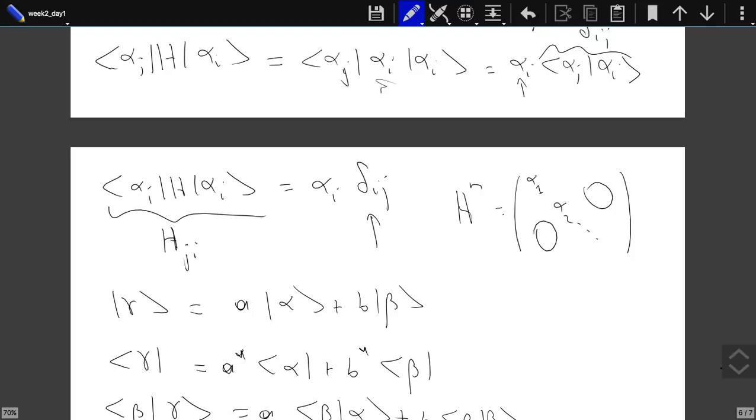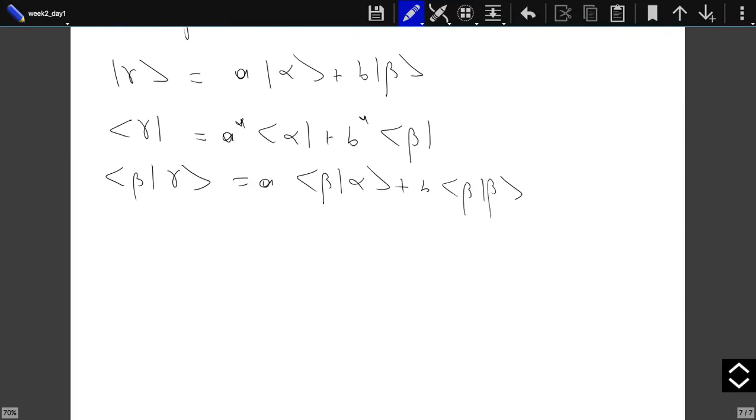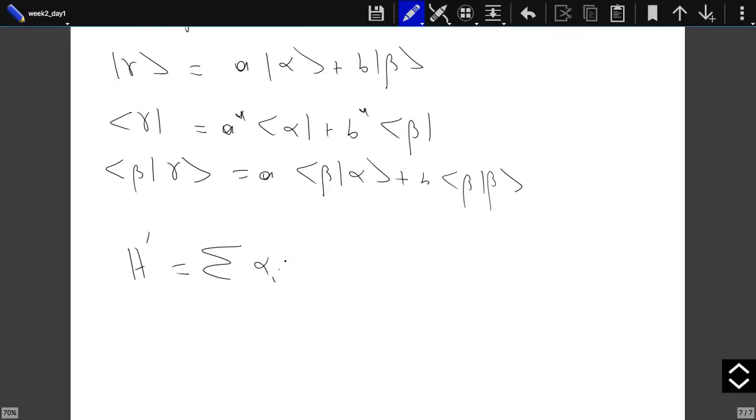Let me look at another operator. Let me call it, for the time being, H prime. Let me look at this matrix. This is not a matrix, this is an operator. For this summation index, let me use k. And let me look at the elements of the matrix representing this operator.